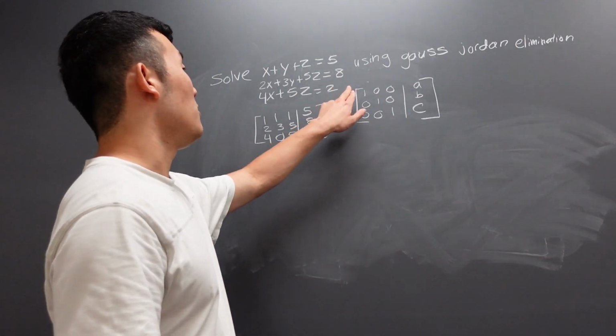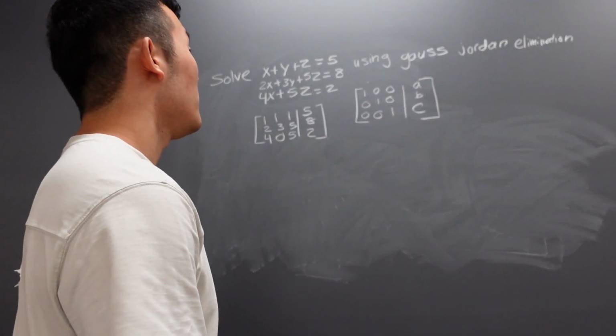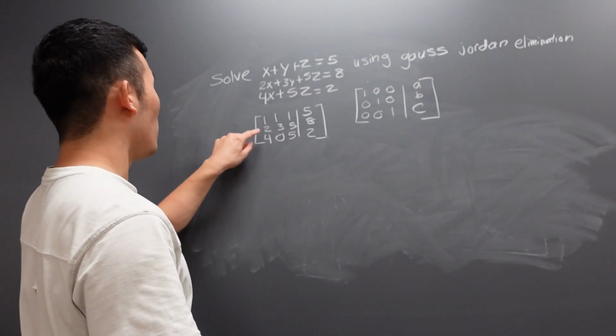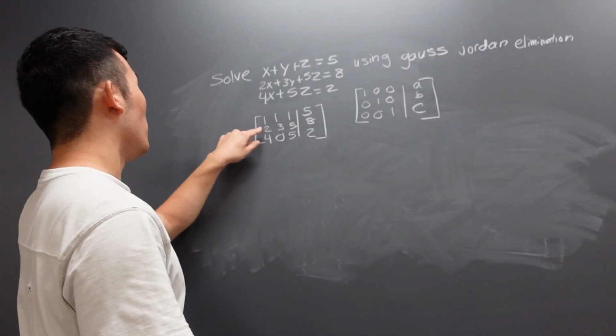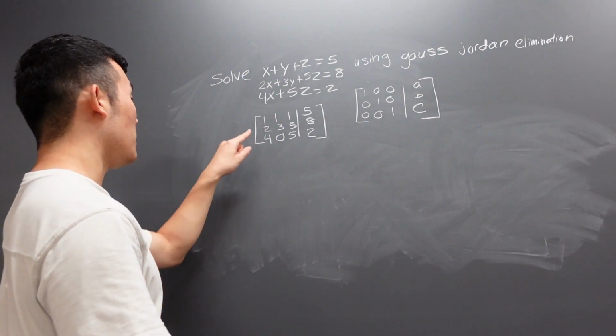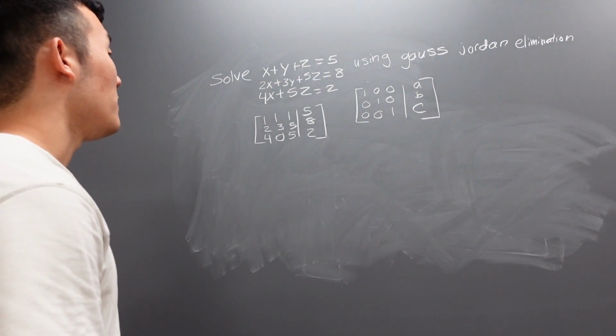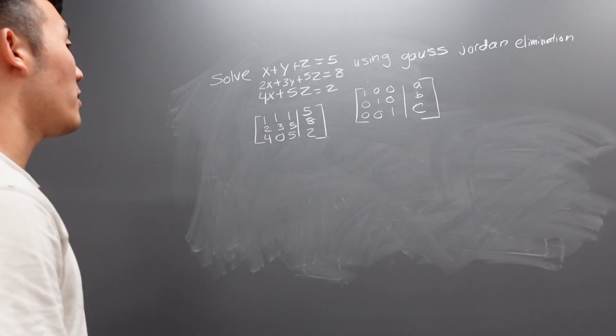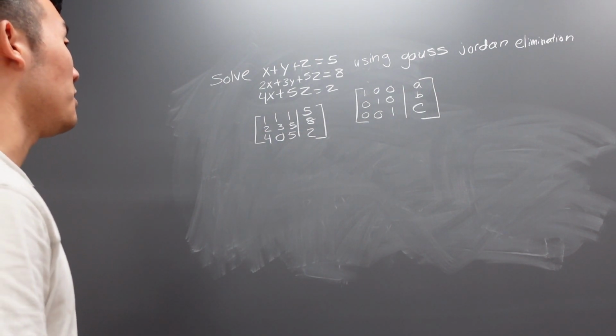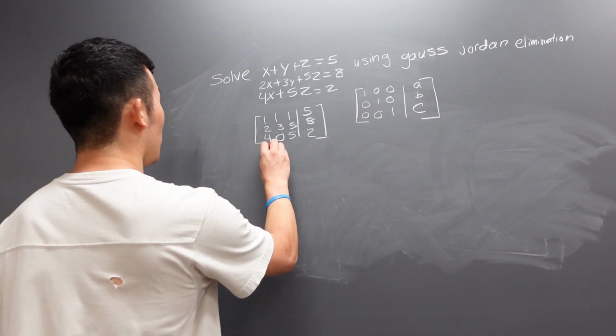So we're trying to get it into this form here. And what I would do first is I would want to get this one over here to be a 0. So turn this 2 into a 0. And what can we do? Well, we can do R2 is equal to R2 minus 2R1. So let me rewrite this.